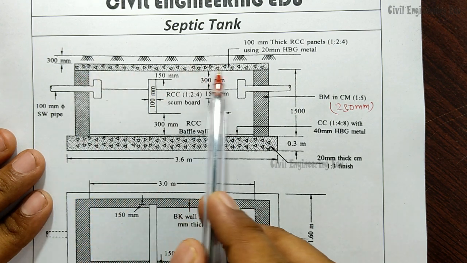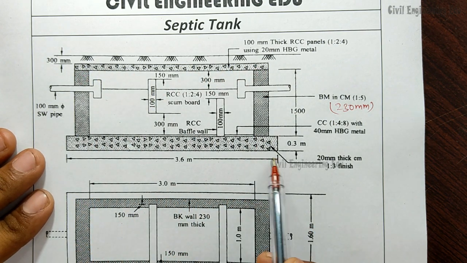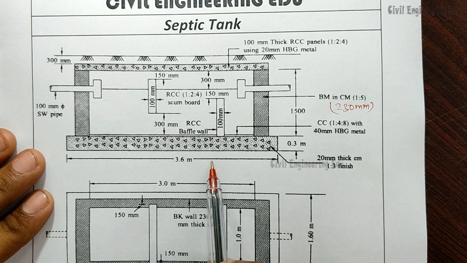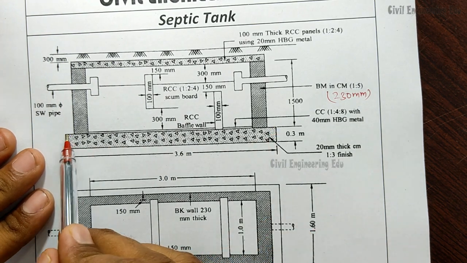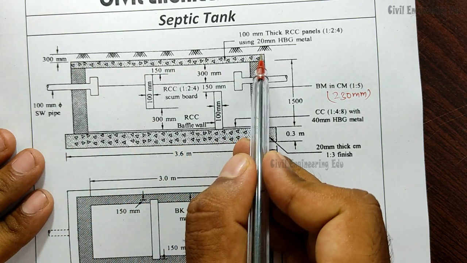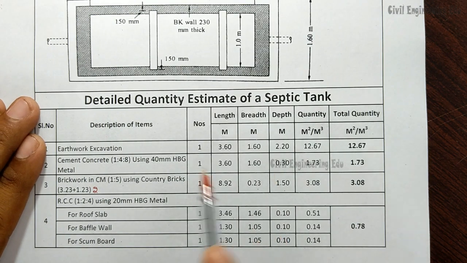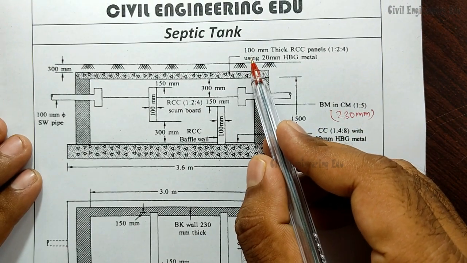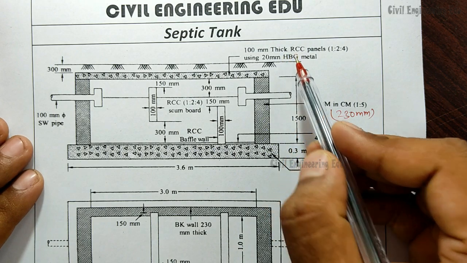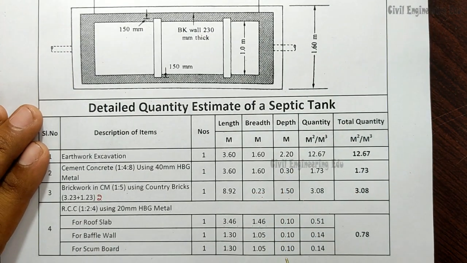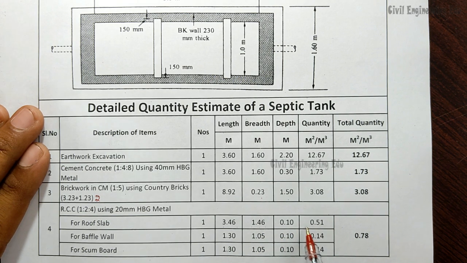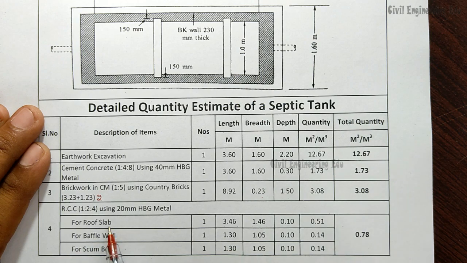So how can we calculate this? We can calculate by deducting from this one. From 3.6, if we deduct these portions, we will get this length. So I got that length as 3.46 in horizontal side, 1.46 in vertical side, right? And thickness of this slab is 100 mm. So how much we will get? 3.46 multiplied by 1.46 multiplied by 0.1, we will get 0.51 cubic meter as the quantity of roof slab.